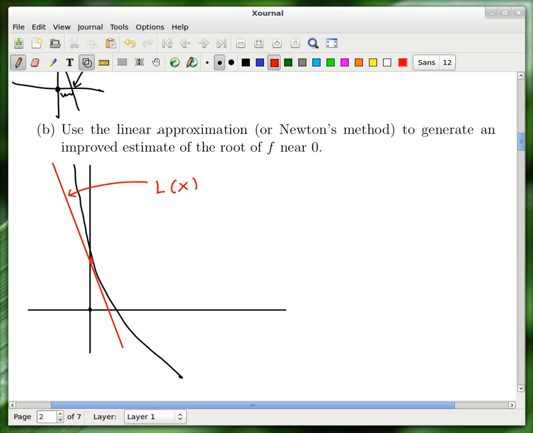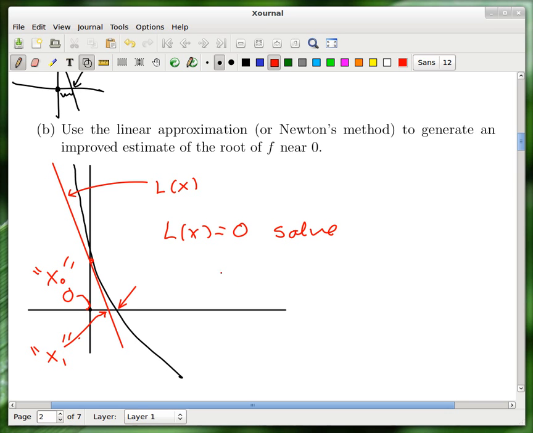And then for part B, we'll just solve L of x equals 0. Alright, and that will tell us this point, which, as Newton observed so many years ago, has a tendency to be closer to the actual root than where we guessed before. So our initial guess is 0, and our new guess is going to be this. We could call this x1. I've been calling the initial guess x0. Alright, so here's where our improved guess is going to be.